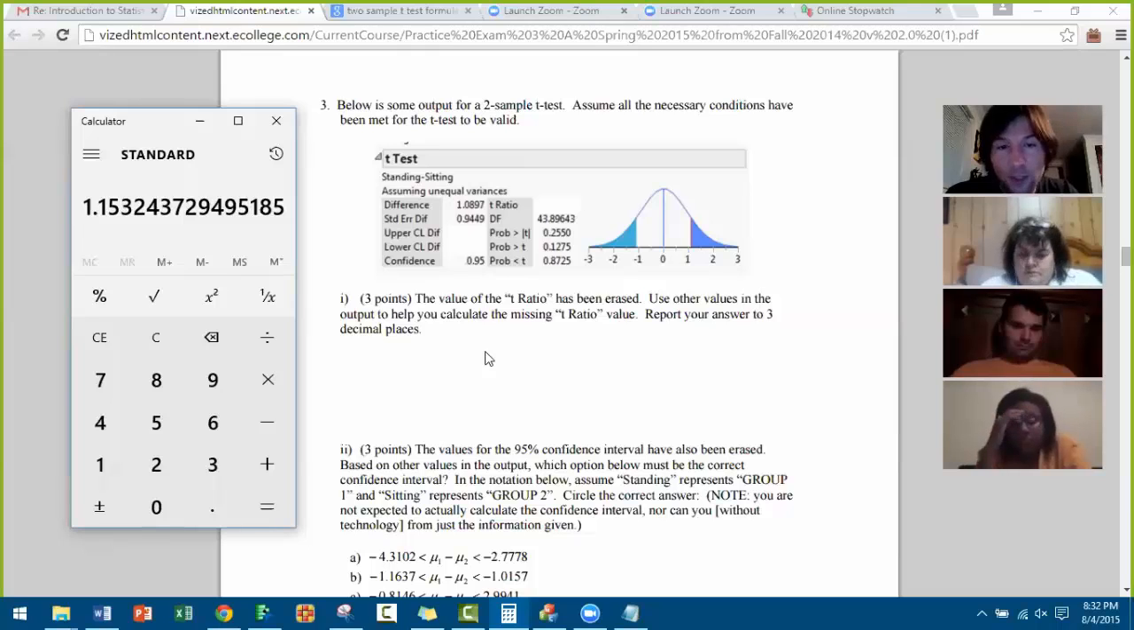The values for the 95% confidence interval have also been erased. Now, this one blew people's minds. This one people just went crazy over. And I have a great way of solving this. There's something we should realize.